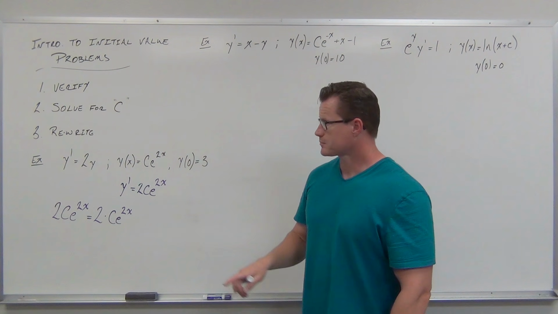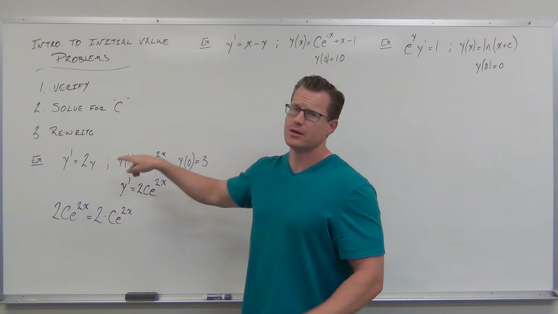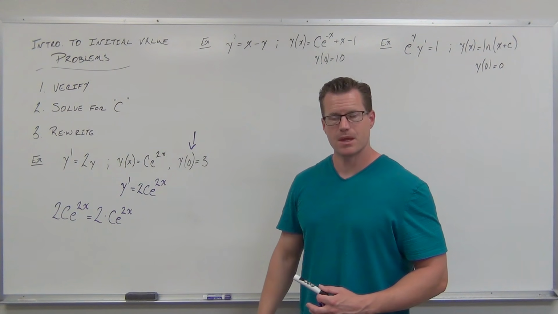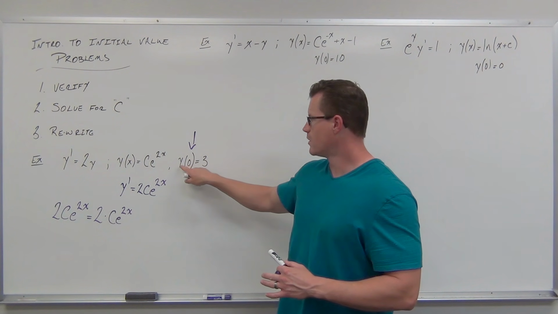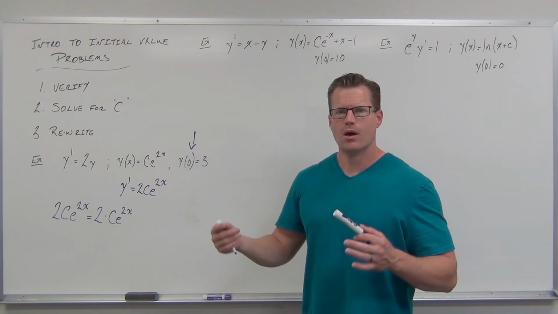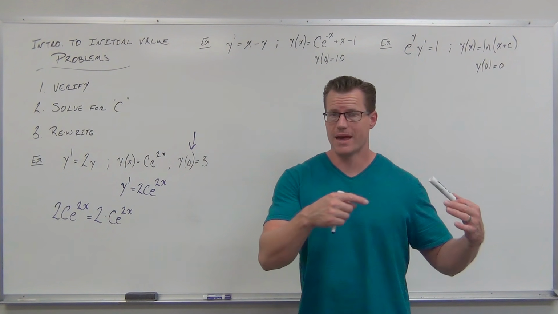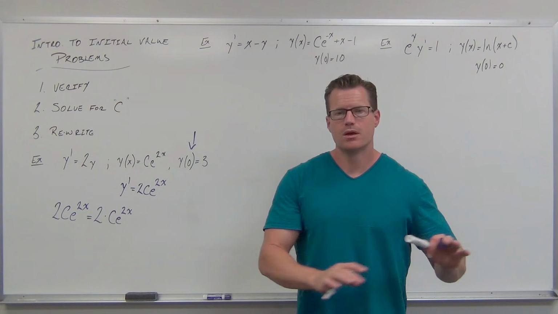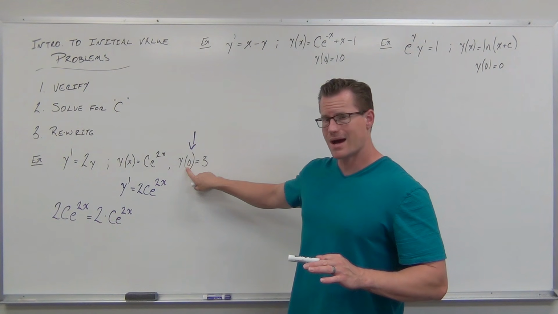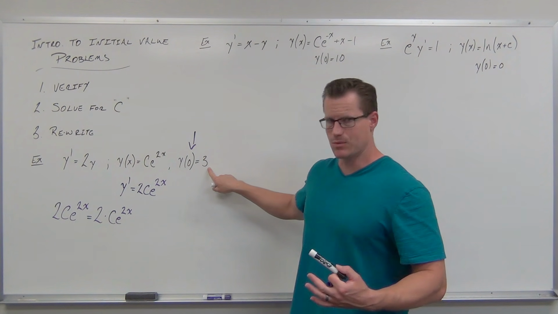Step number 2, once you have verified that, solve for C. This is how you solve for C. We're going to plug in y of 0 equals 3. What that means is, what's y of 0? Well, y of the independent variable x equals this number. So replace x with that number, replace y with that number, and see what happens.